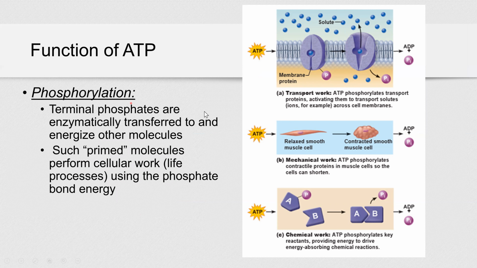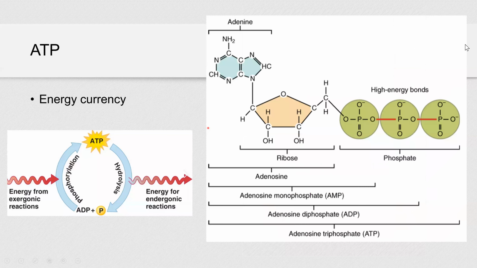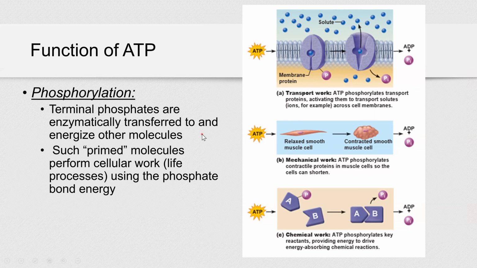Now, how ATP exactly works. You will hear this word a lot: phosphorylation. Phosphorylation means that the last phosphate group, this one over here, this phosphate group from ATP, is transferred to another molecule. So if you have your ATP and you transfer the last phosphate group to another molecule, you make these molecules less stable and more likely to participate in a chemical reaction.